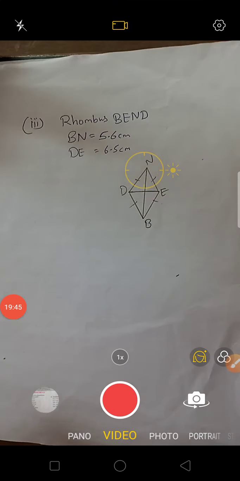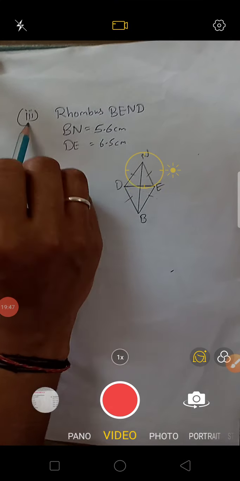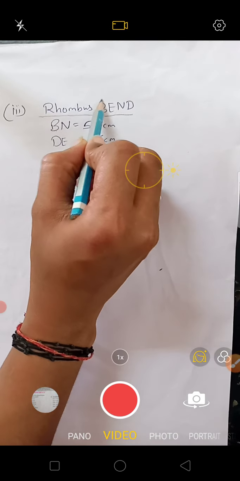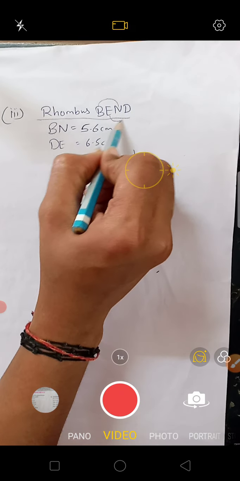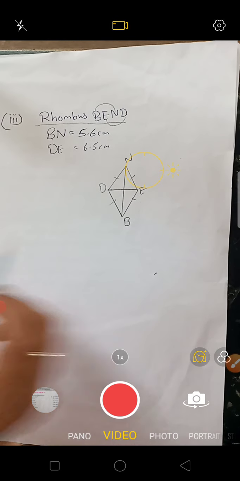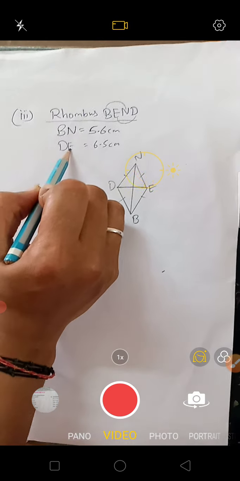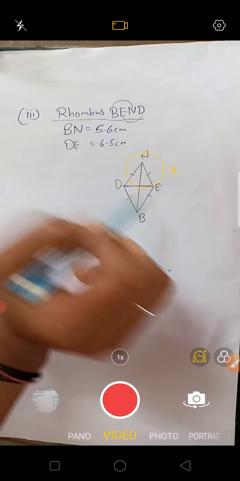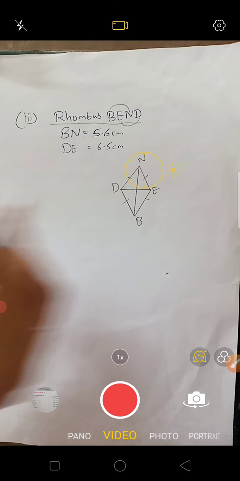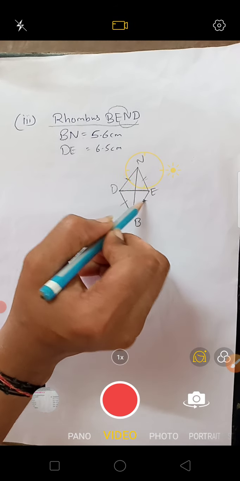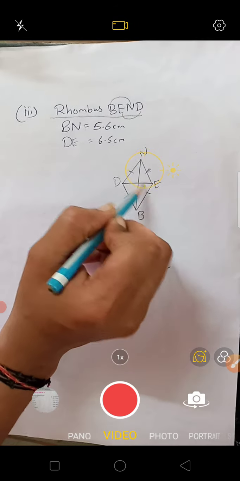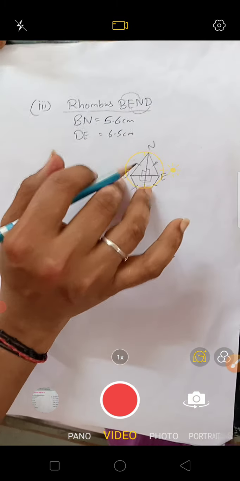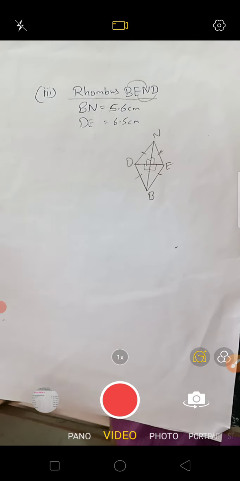Here I explain practically the second construction, rhombus BEND, where the given diagonal value is BN and the other diagonal value is DE. So here we are given the measurements of the two diagonals, and we know the sides of the rhombus are equal in length and both diagonals are perpendicular to each other. So using this property we construct the rhombus BEND.